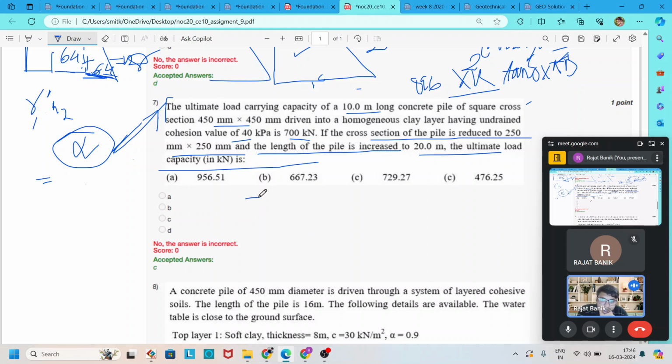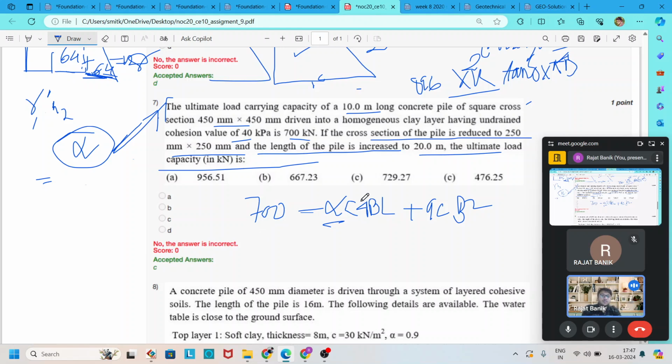So Q ultimate is given as 700 kilonewton, and we know that the total force acting on the pile is, for skin friction, alpha into C into pi d L, and for end bearing, 9c into pi by 4 d square. But this is for a circular cross section. For a square cross section, there is a modification: the perimeter is 4b, into L length, and the cross-section area is b square. So put all these values and get the alpha.